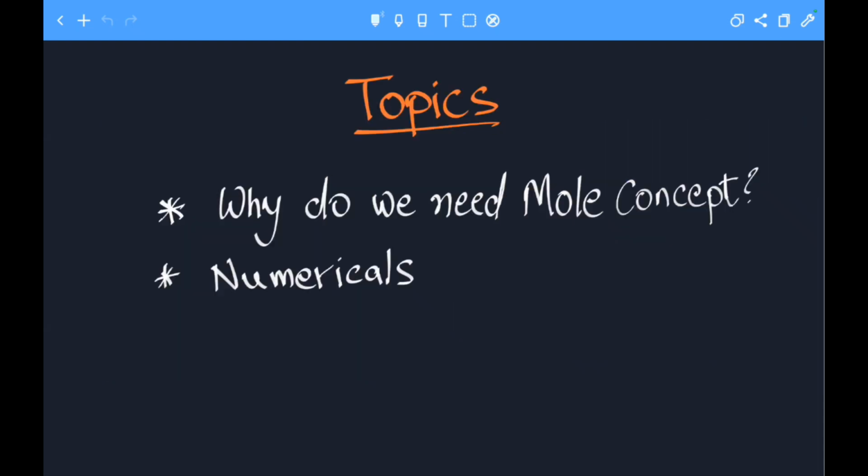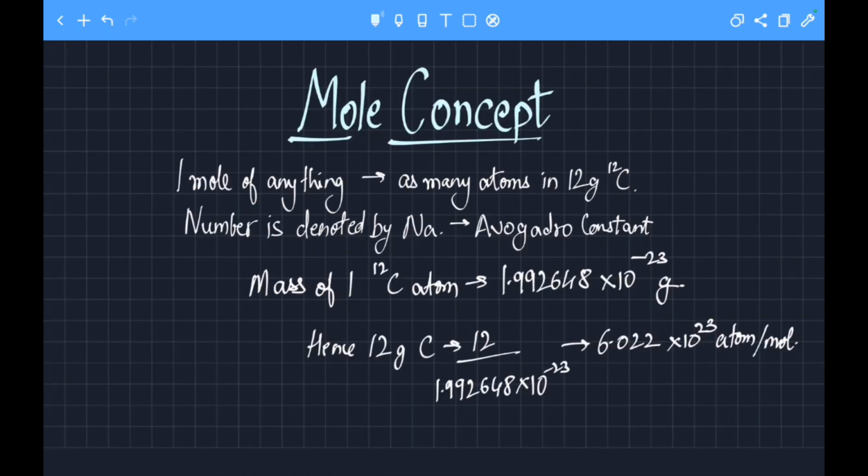तो आज का टॉपिक है मोल कंसेप्ट। आज हम दो चीजों के बारे में पढ़ेंगे। फर्स्ट ऑफ ऑल, व्हाट इज मोल कंसेप्ट, एंड मोस्ट इंपॉर्टेंटली व्हाई डू वी नीड मोल कंसेप्ट, एंड सेकंड है कुछ न्यूमेरिकल्स। तो लेट्स begin with the basic definition of mole.